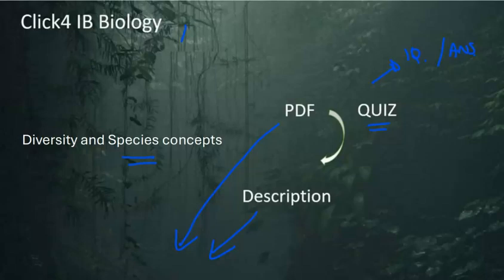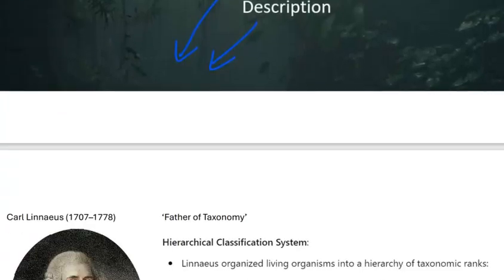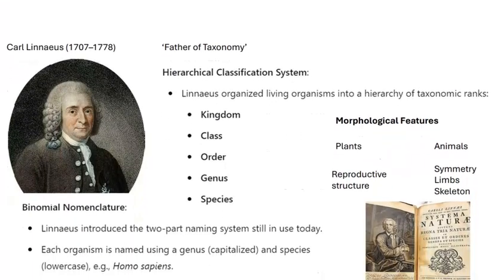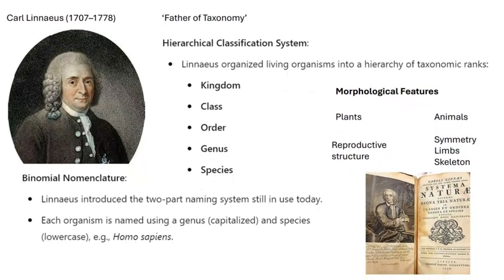So the species concept and the diversity of organisms. The first attempt at cataloguing the diversity of organisms was attempted by Carl Linnaeus back in the 1700s, and Carl is known as the father of taxonomy. He created this hierarchical classification system in which there's kingdom, class, order, genus, and species.